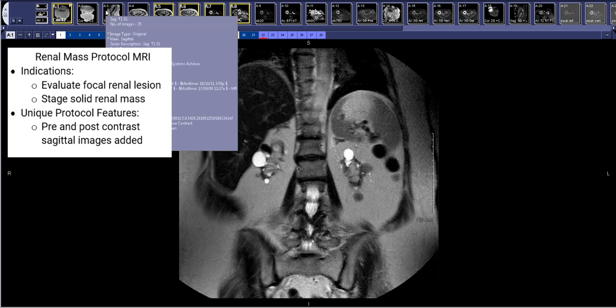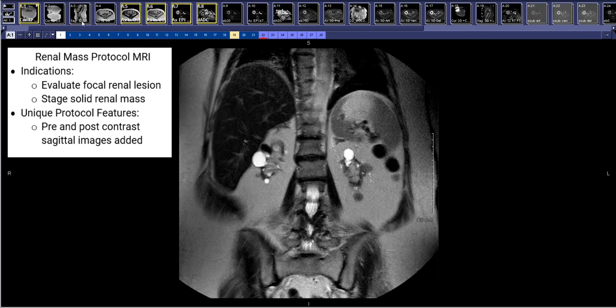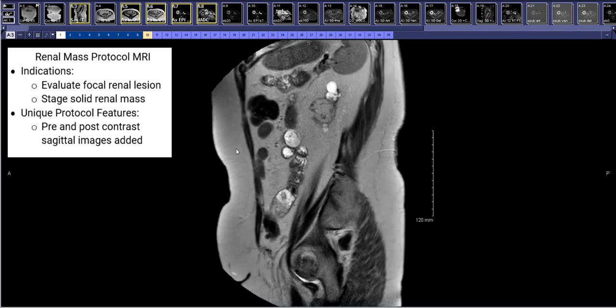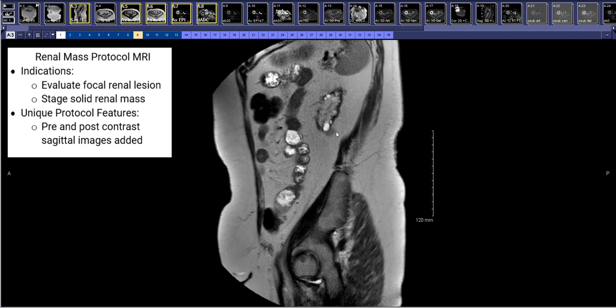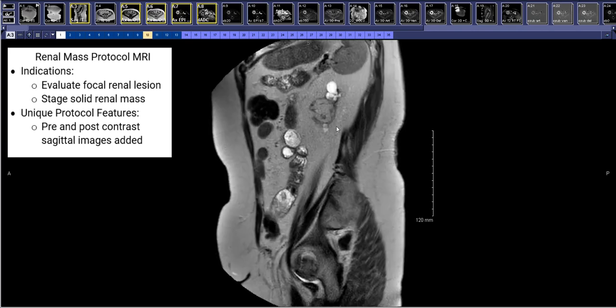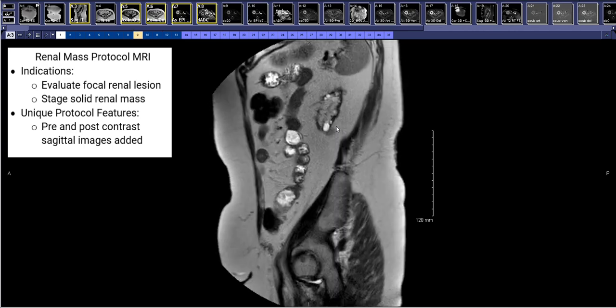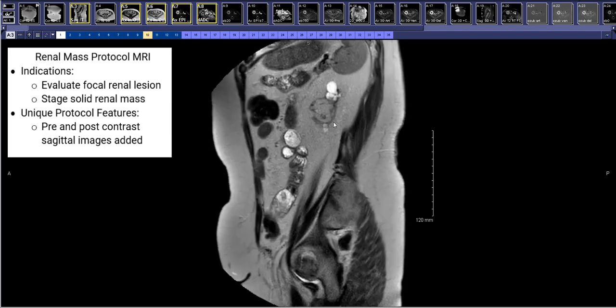The one thing that we do with the kidneys that's unique apart from the liver is we add in multiple sagittal images. So this person has very atrophic kidneys with multiple cysts, which you can see here, and sometimes the kidneys and renal masses are much easier to delineate on sagittal imaging, so we add in a number of pre and post contrast sagittal images for review.